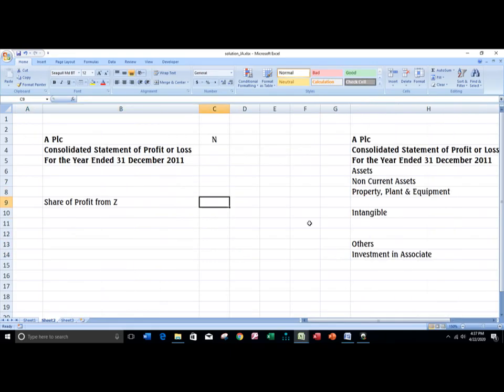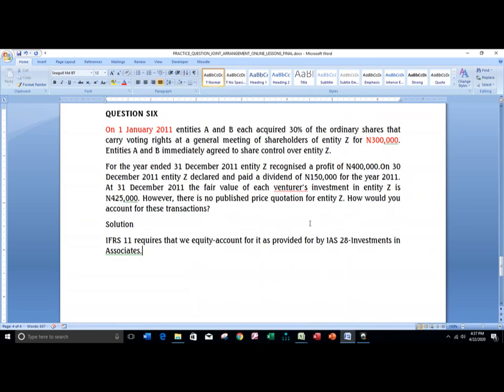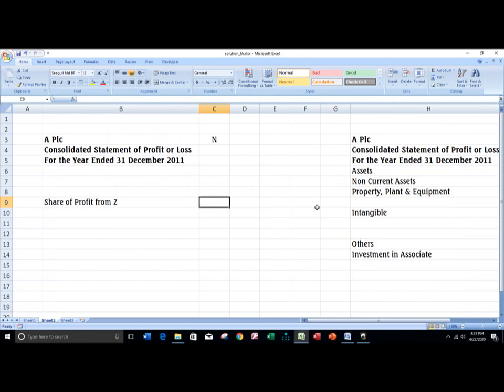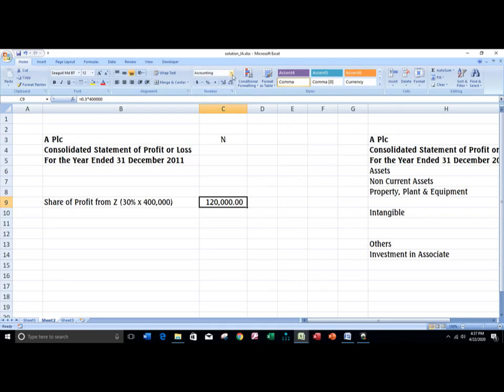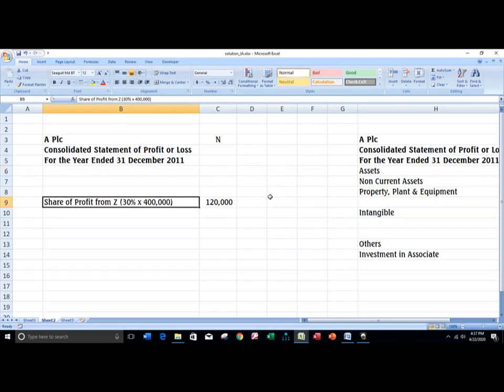So now at the end of the year, what happened? We made a profit of how much? 400,000. So we'll take our own 30% of that 400,000. So come here and say 0.30 of the 400,000. So that becomes 120. So 30% multiplied by 400,000 makes it 120. Good. That is what you see here, 120.